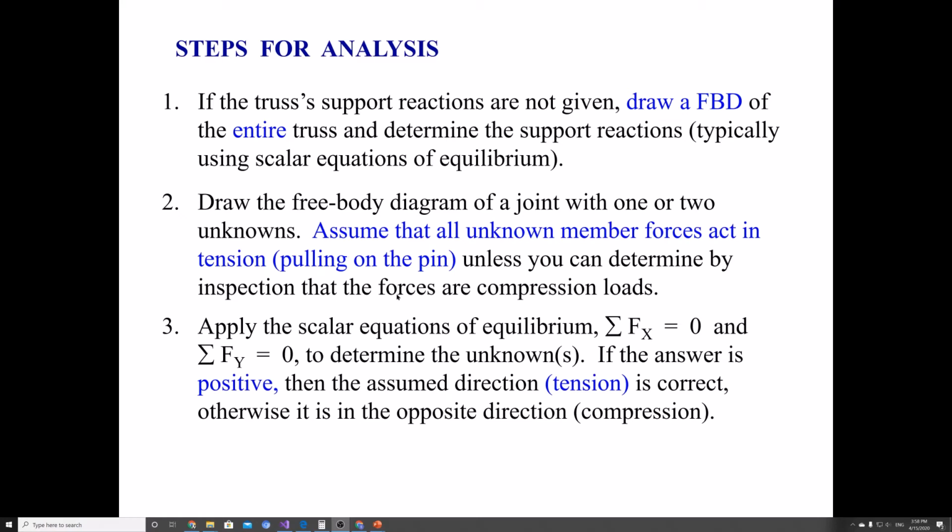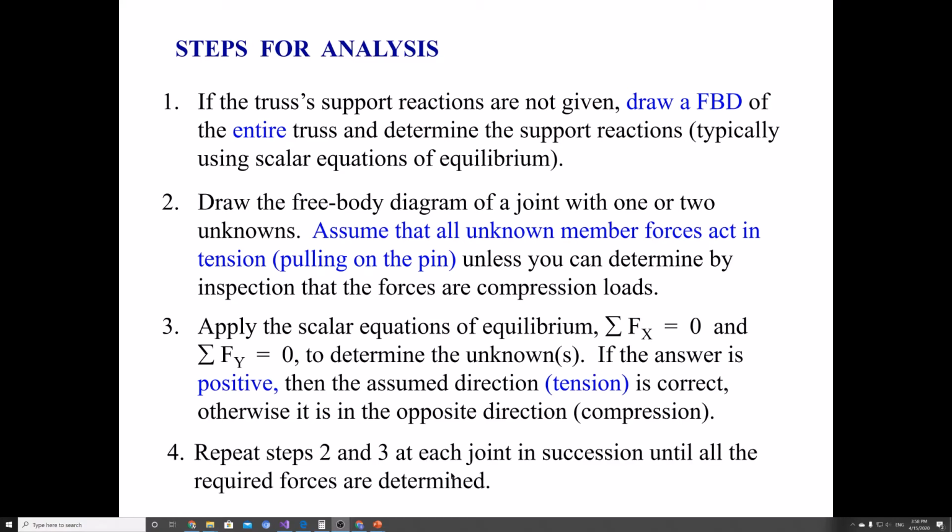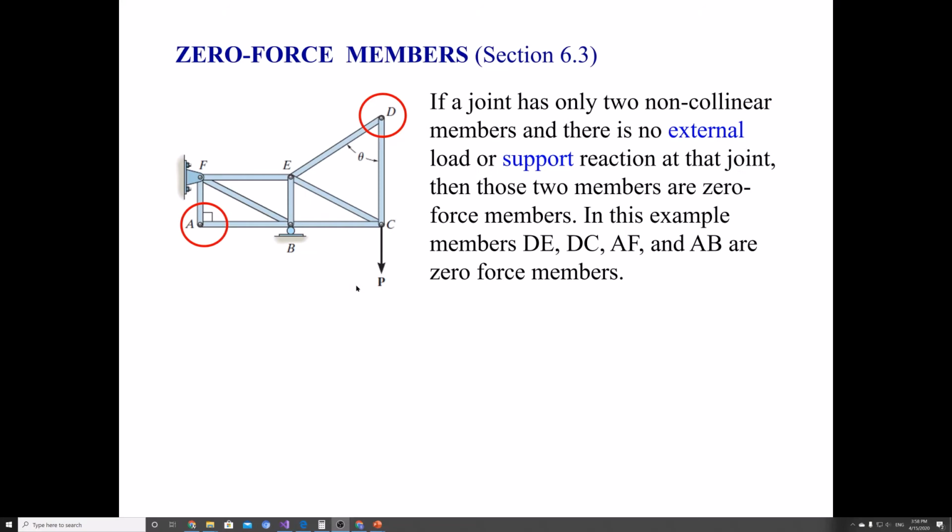Another thing: when you come up with your answers, you should indicate whether each member is under compression or under tension. All right. So you keep repeating it until all the required forces are determined, until you determine all the unknowns that you need to find.